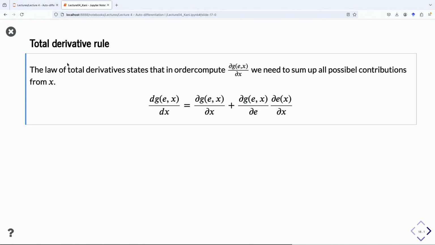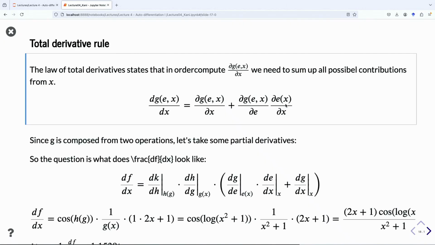So the total derivative rule just means that in order to calculate the derivative with respect to a variable, you need to calculate all contributions from that variable into the derivative, not just the explicit contributions, but the implicit contributions as well. Make sense?